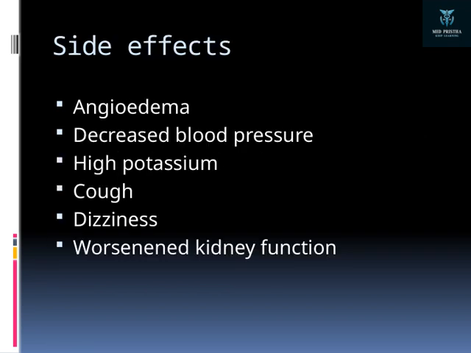Let's talk about some of the side effects that can occur with this medication. One of the more serious but rare side effects is angioedema, which is swelling beneath the skin, often around the face and throat, and requires immediate attention. Another common issue is decreased blood pressure, which can cause dizziness or lightheadedness, especially when standing up quickly. Elevated potassium levels, or high potassium, is also a concern because it can affect your heart rhythm.